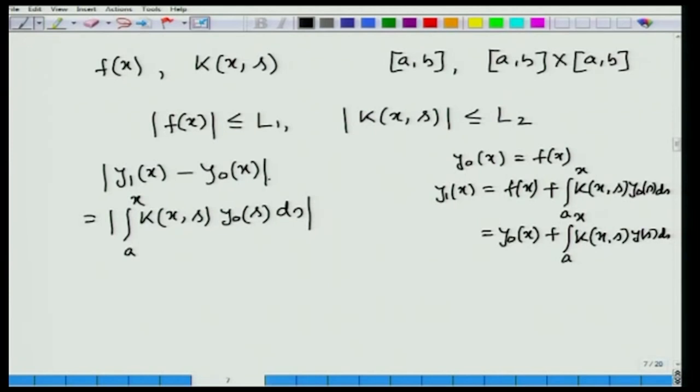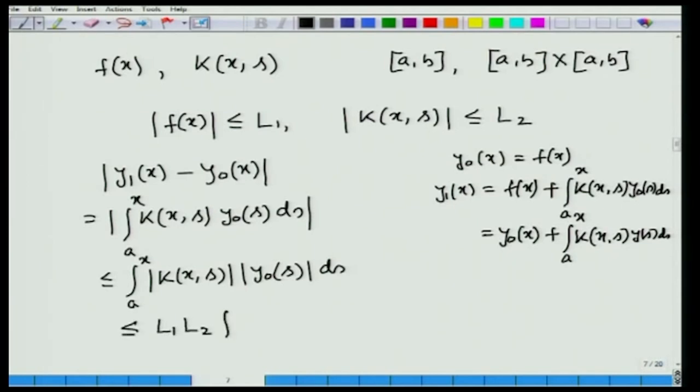So, that means modulus of y1(x) minus y0(x) is equal to this one. Now, using the well-known inequality, you can write this is less than or equal to integral a to x of modulus of k(x,s) multiplied by modulus of y0(s) ds. Now, this y0(s) is again our f(s). So, this is always less than or equal to L1, and k(x,s) is less than or equal to L2. So, this is less than or equal to L1 multiplied by L2 integral a to x ds. So, this is equal to L1 L2 (x minus a). Call it 1. Then we calculate the difference between y1(x) and y2(x).